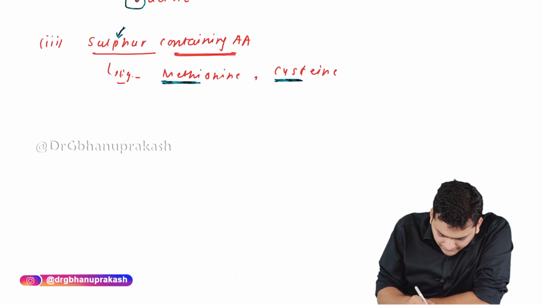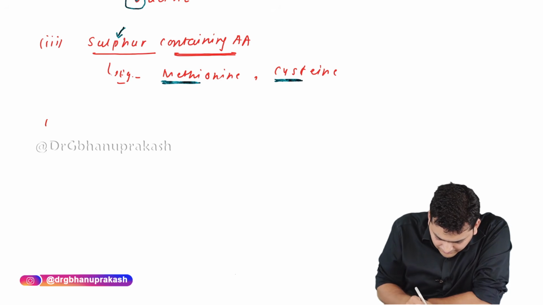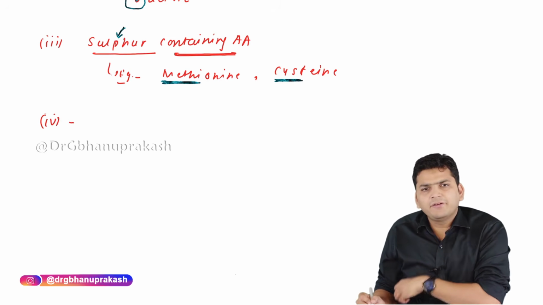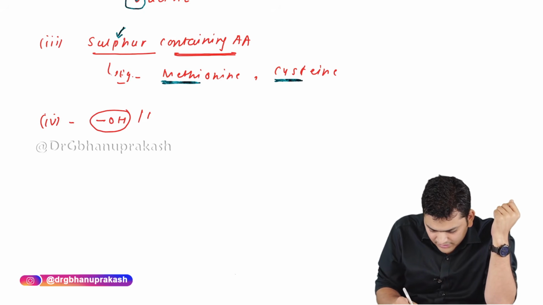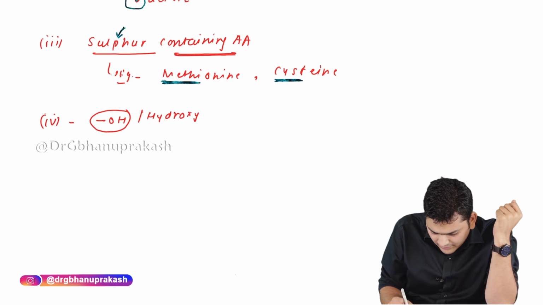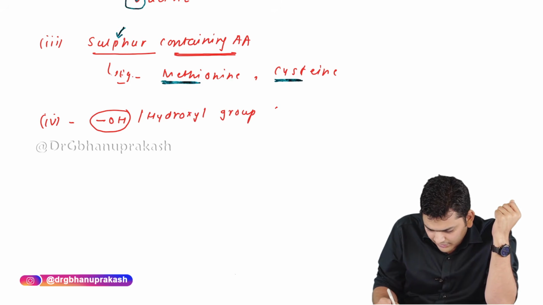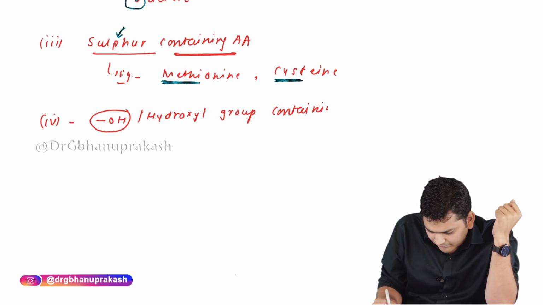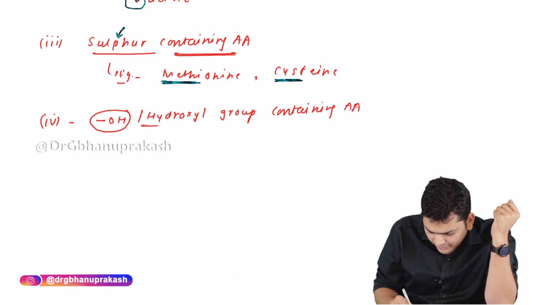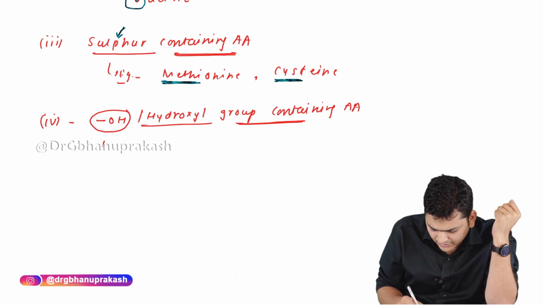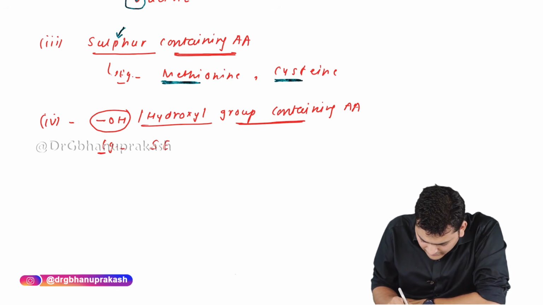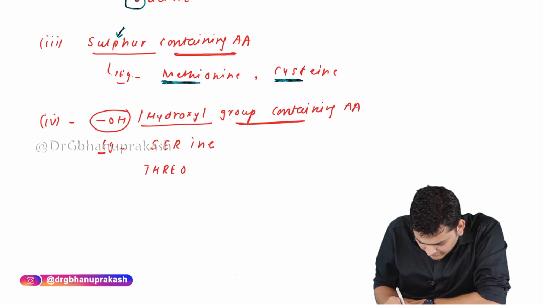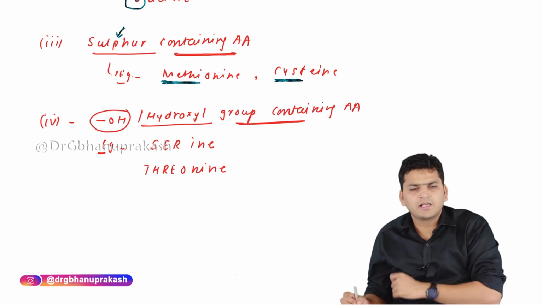The fourth subcategory is the hydroxyl group containing amino acid. Hydroxyl means alcohol, OH. So it is the hydroxyl group or alcohol group containing amino acid. The examples are serine and threonine. These are the examples.